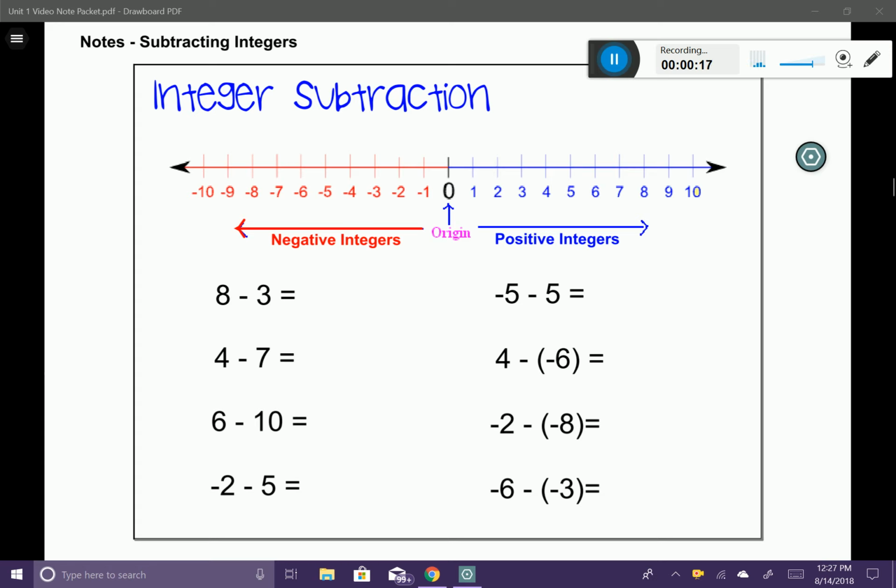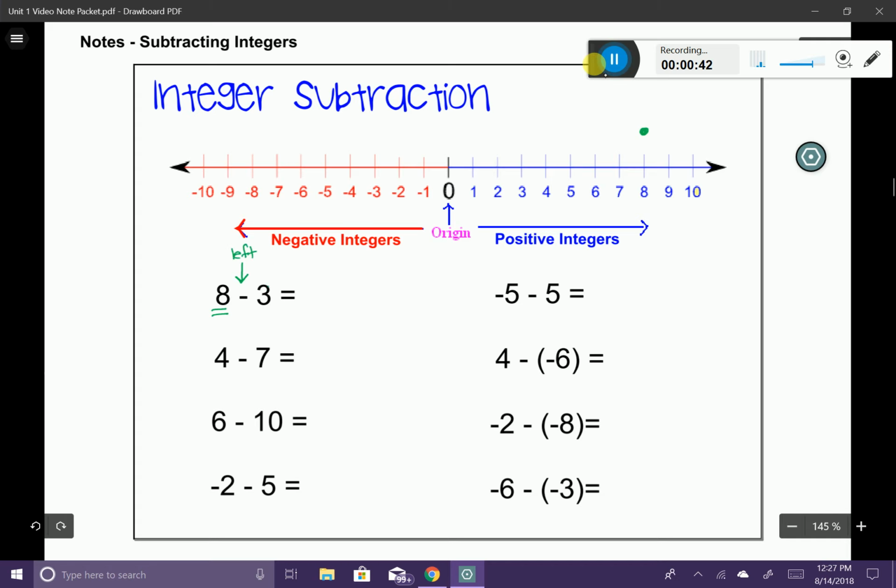8 minus 3. Now, we're going to go ahead and use the number line here, and we're going to use it the same way we did before. I'm going to start by putting my dot on the number that's first in our equation here. So I'm going to put a little dot over the 8. 8 minus 3. Now, the minus sign is telling you which direction you're moving on the number line, which is always going to be to the left.